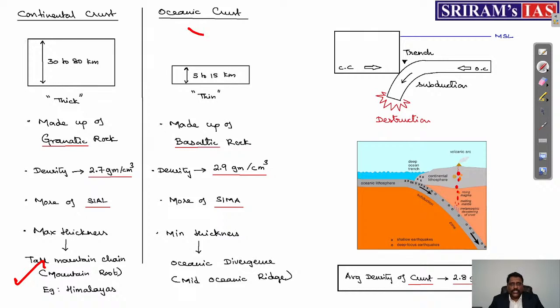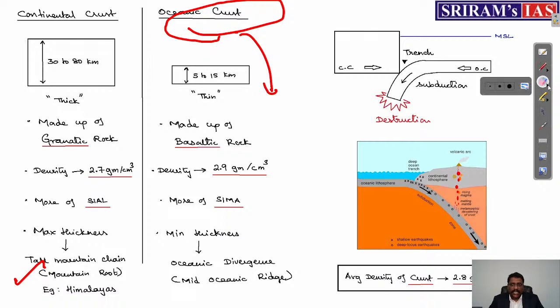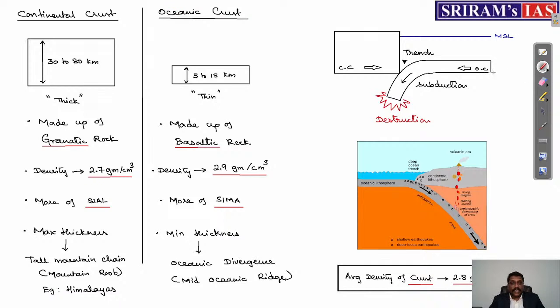Whereas oceanic crust is generally thin. In this thin oceanic crust, where will I have, for example, the minimum thickness, if you ask me? Along the oceanic divergence. That's a place where I'll be having the mid-oceanic ridge. So where I'll have the maximum thickness and where I'll have the minimum thickness, both we have taken.